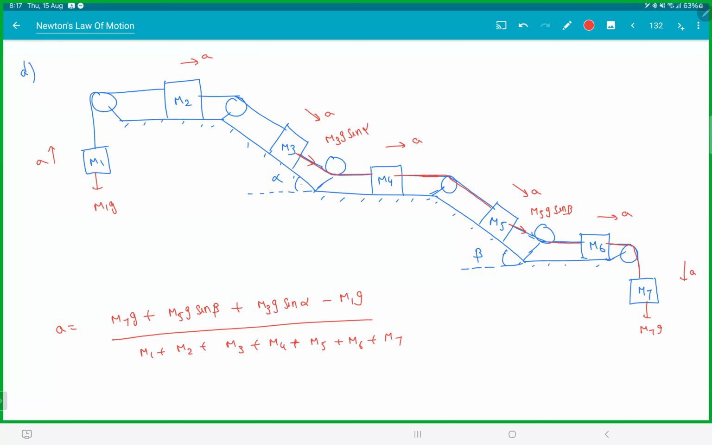Clear? One step, got it. The question has not happened yet. You have to find the tension here. How will you do that? Take a minute. The idea is the same. Whenever you want tension, cut it there. Then you'll get two pieces. Take any one piece. Try, you've got a minute.